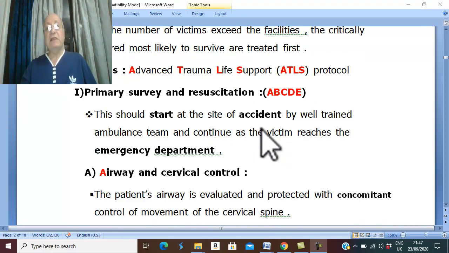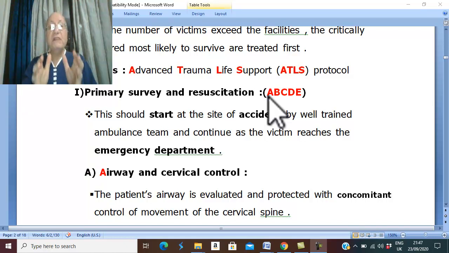Let us discuss first the A. A is airway and control of cervical movement. Why is this the first step? Why should we start with airway and cervical control?